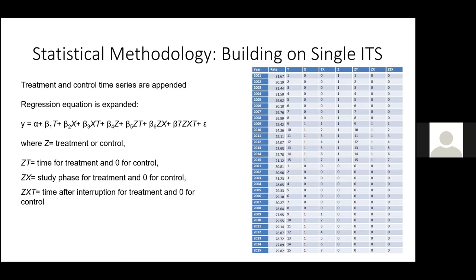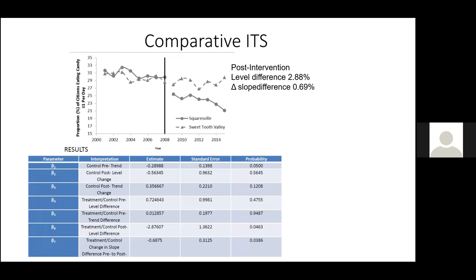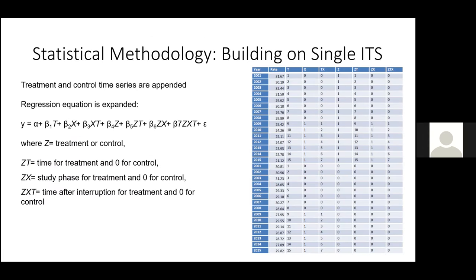I think this is the slope. Our beta four could be the slope between control and intervention. Yeah, I mean, between control and treatment. That should be before the intervention. Okay, so this is a pre-intervention level difference. This is just a pre-intervention level difference.